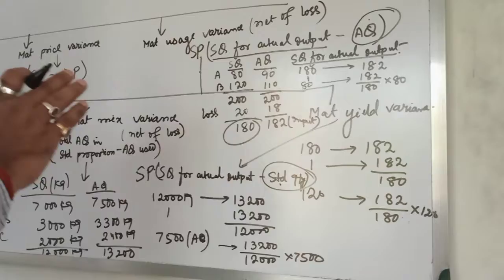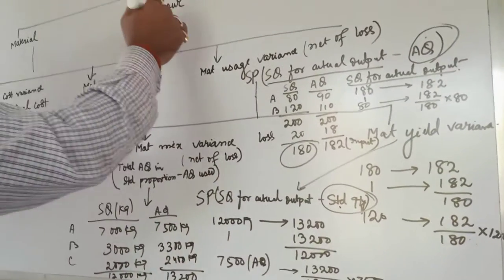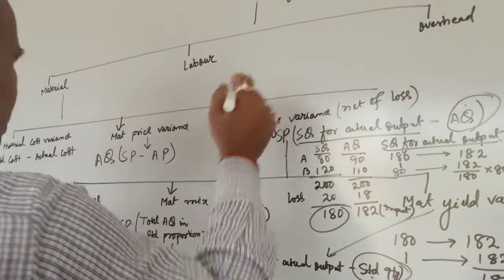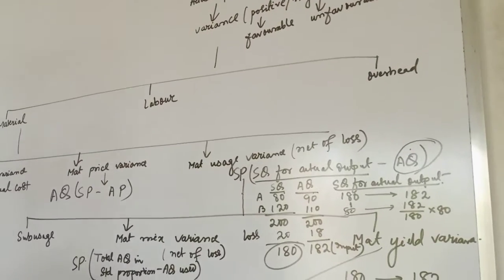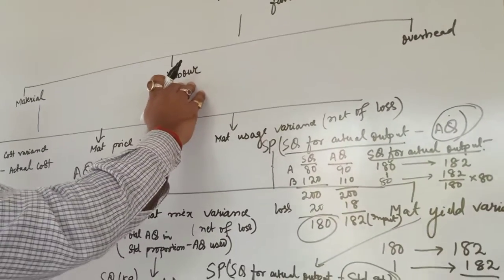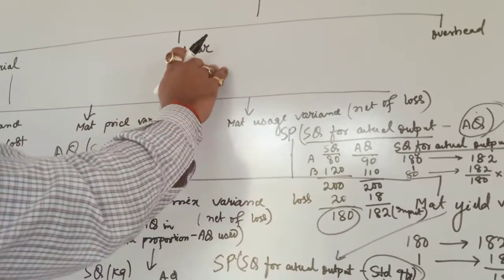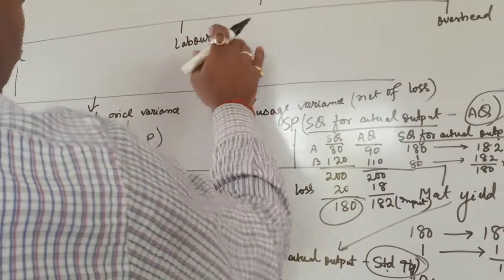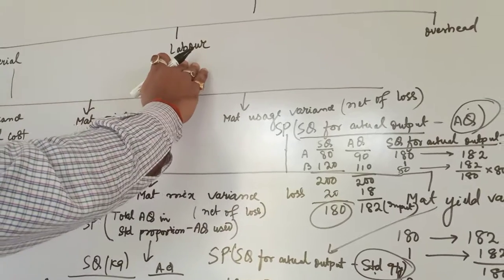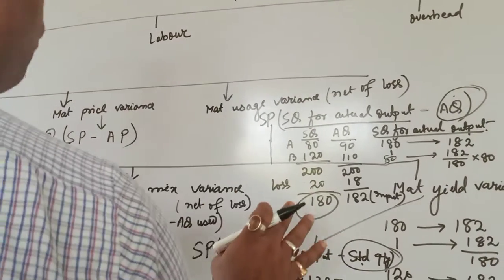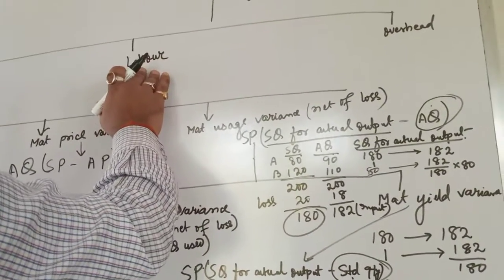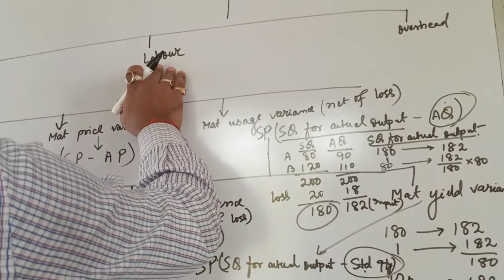In the same style, we will do the labor variances as well. In labor variance, we get labor cost variance, labor price variance, labor efficiency variance, and labor mix variance or labor yield variance. In the same format as material, the labor variances can be derived.